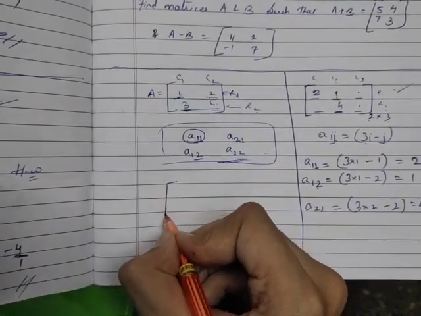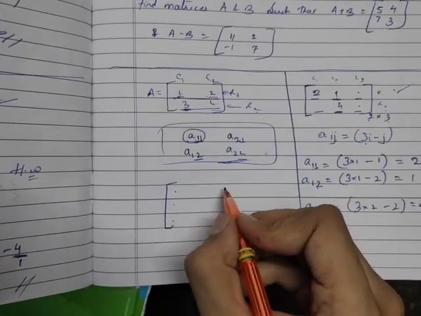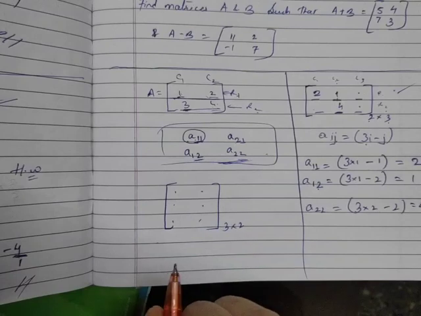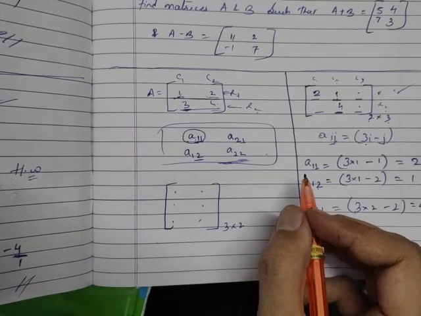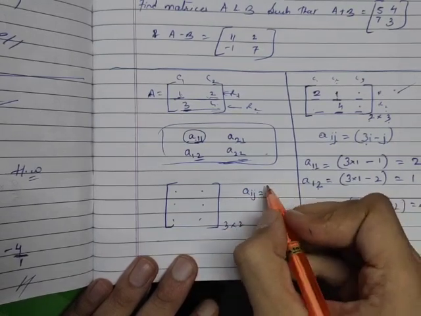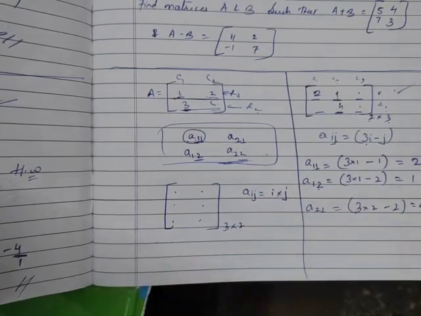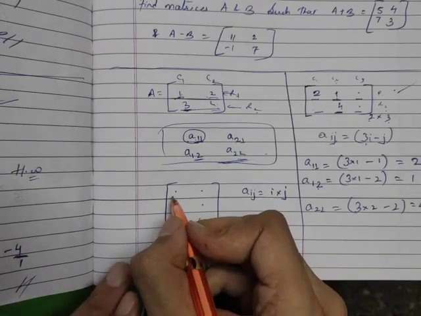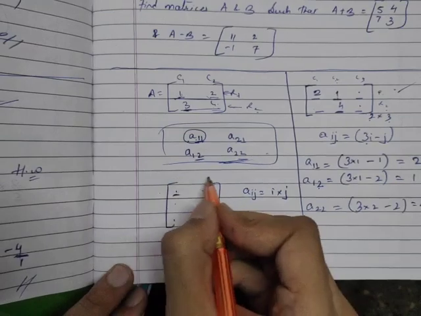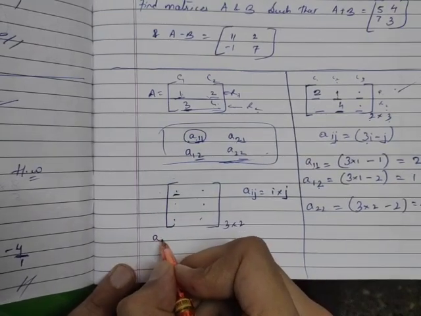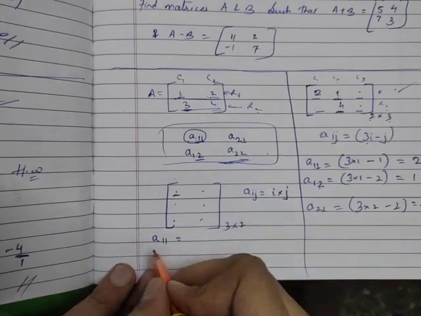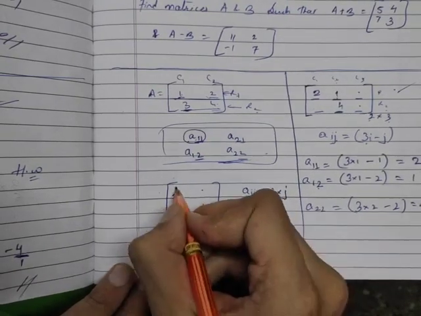3 rows, 2 columns. 1, 2, 3. That's it. 3 by 2. And the formula or the condition given is Aij equals i into j. Let's start the first position. What position do you think it is? If you want, you can write R1, R2, R3, C1, C2. So A11 obviously. As per the condition, i into j means 1 into 1. Answer is 1. So my answer here is 1.